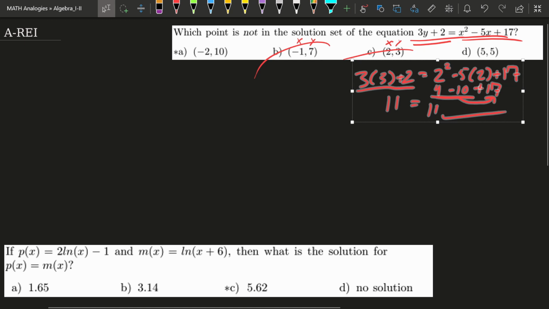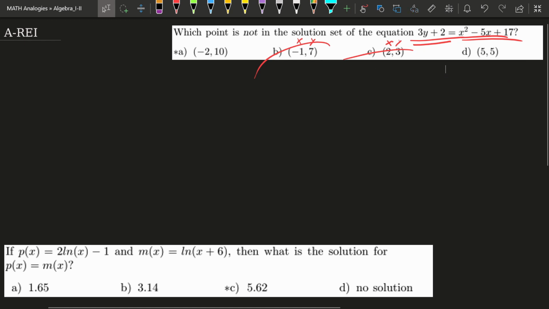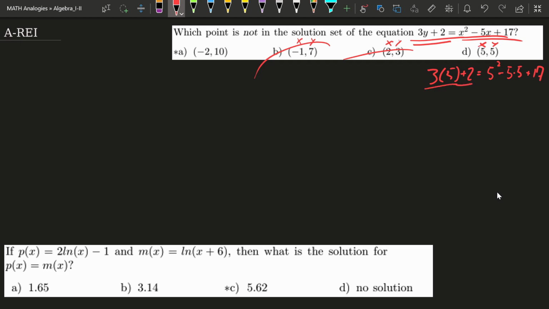Now, I bet D is also going to be a solution, because A is the correct choice, of course. Well, x and y would both be 5 this time. So how about 3 times 5 plus 2? Is that really the same as 5 squared minus 5 times 5 plus 17? I used less parentheses this time, not a huge deal. Well, we would have 15 plus 2 is 17. And we would have 25 minus 25 plus 17. So 0 plus 17, of course, is 17. So it won't be choice D.